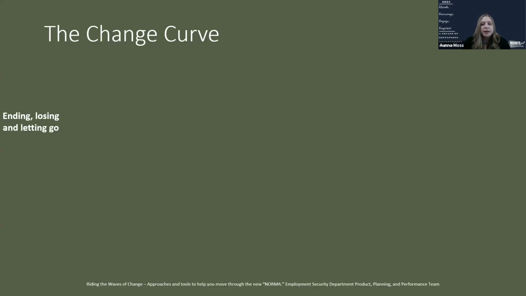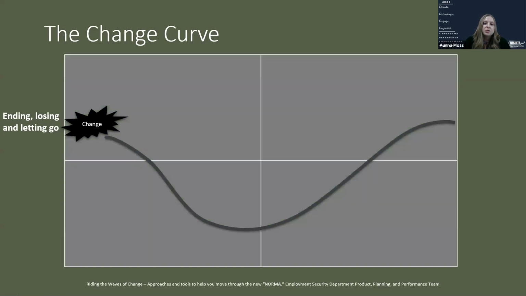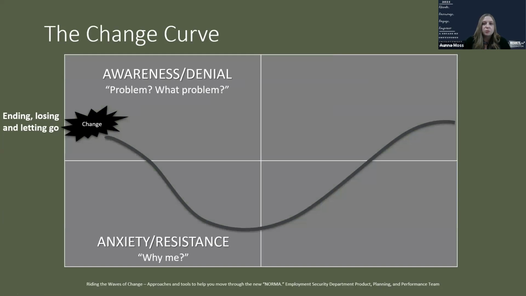Starting with the first phase of the William Bridges transition model, which is ending, losing, and letting go, this is really where we are when change initially happens. This is the equivalent of the awareness and denial phase of the change curve. This is when we're first presented with change. The reality of the change has just hit us, and we really need some time to adjust. The second phase of the change curve is anxiety and resistance. This is where we've moved past denial and we may start to react and experience some frustration, possibly some anger. We may see some resistance in this phase with respect to the change.